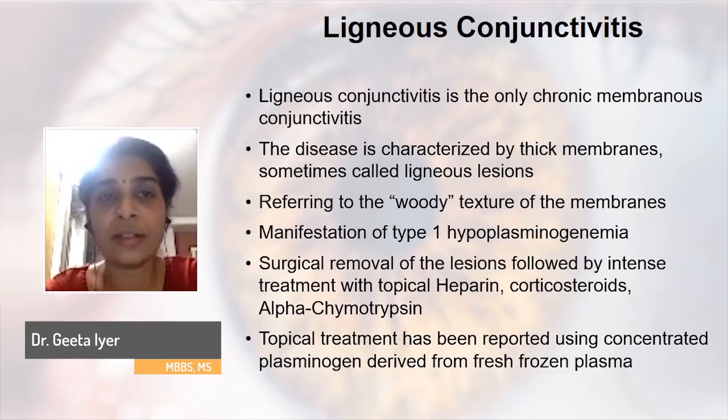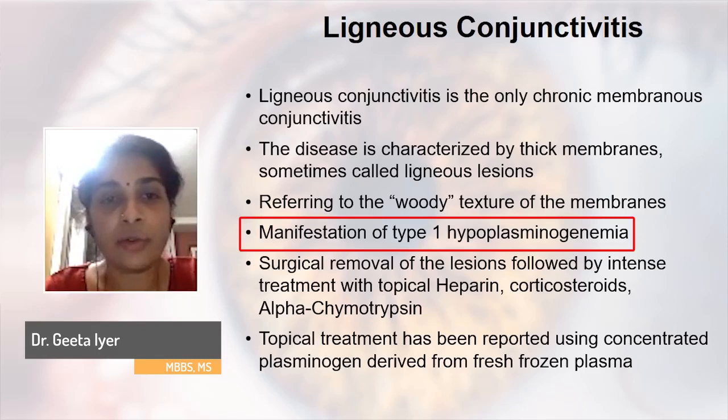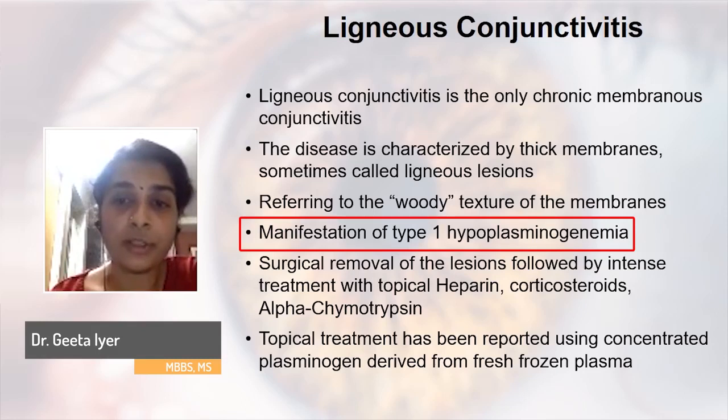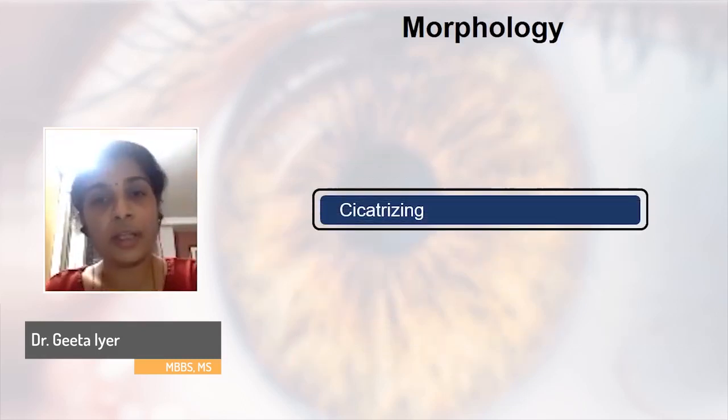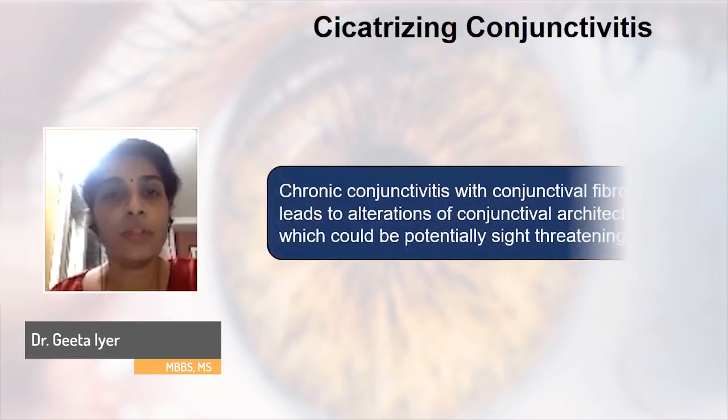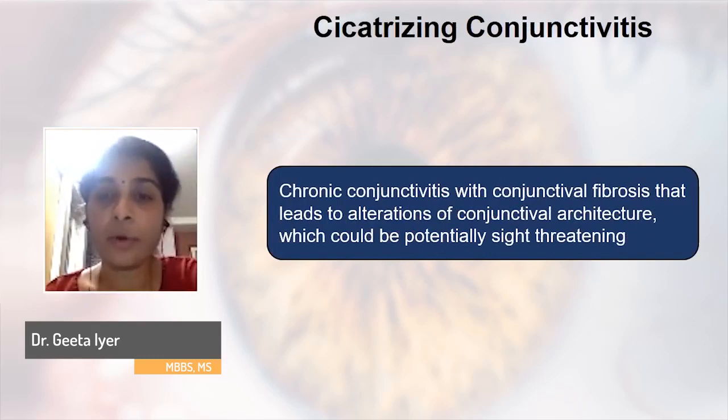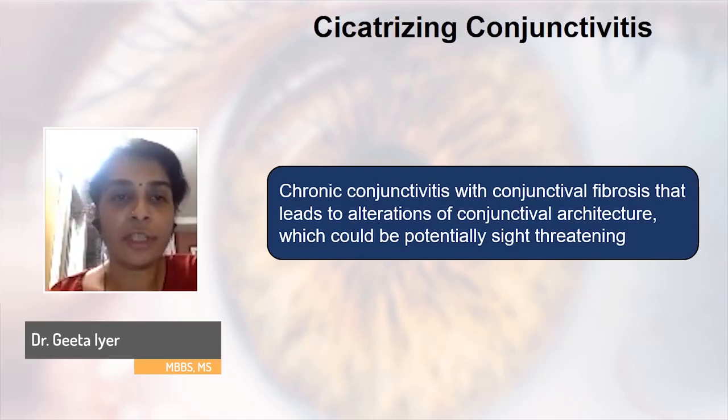In the last 20 years, I've seen 4 patients of Ligneous conjunctivitis, and it's a manifestation of hypoplasminogenemia, and it can sometimes continue to linger on despite the treatment, especially in children, for months to years before it actually starts settling down. Moving on to another important variant of chronic conjunctivitis is the cicatrizing variety, which again is a very important cause that has to be identified and treated, especially because some of them could be potentially sight threatening.